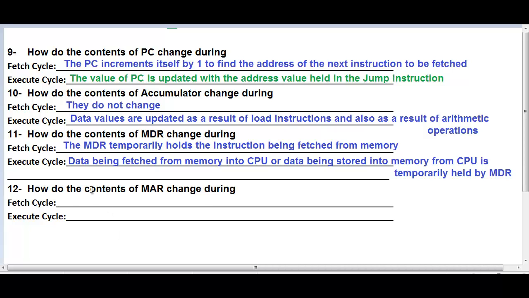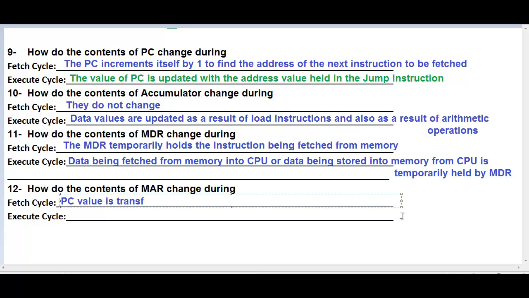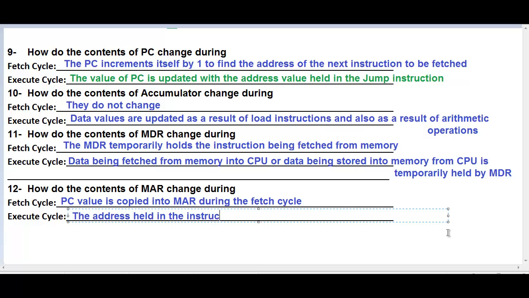How do the contents of the MAR change during the fetch cycle? During the fetch cycle, the program counter value is transferred into the MAR, right? Or you should say it is copied into the MAR. So basically the address of the next instruction that is to be fetched from memory is copied into the MAR. And during the execute cycle, the address held in the instruction is copied into the MAR.